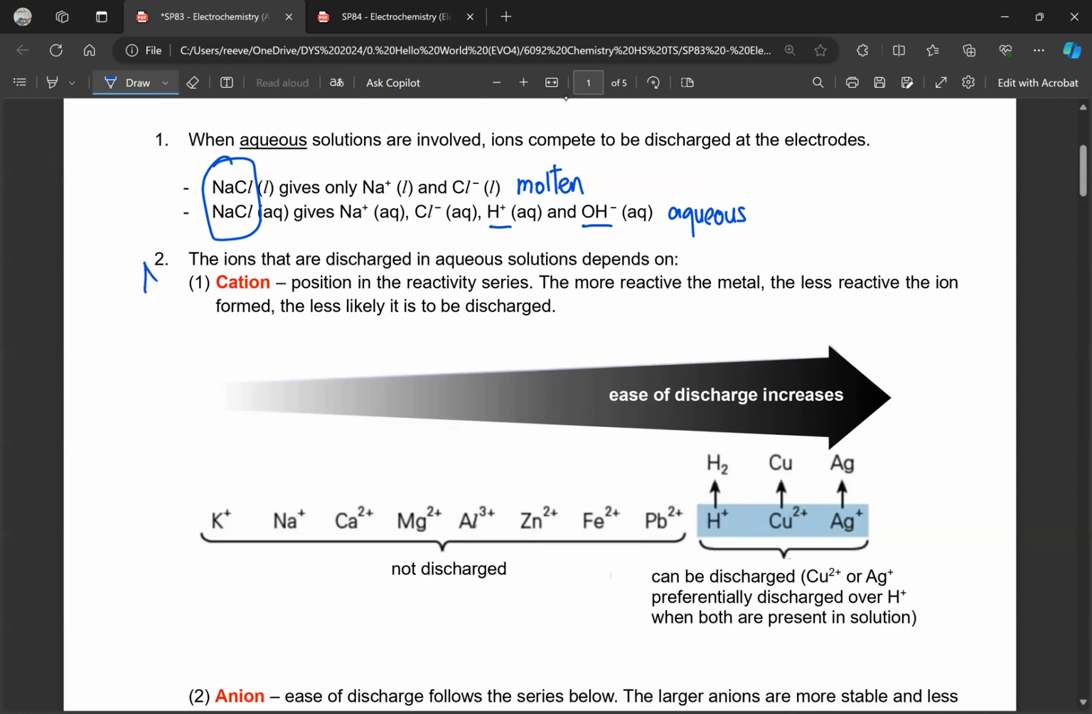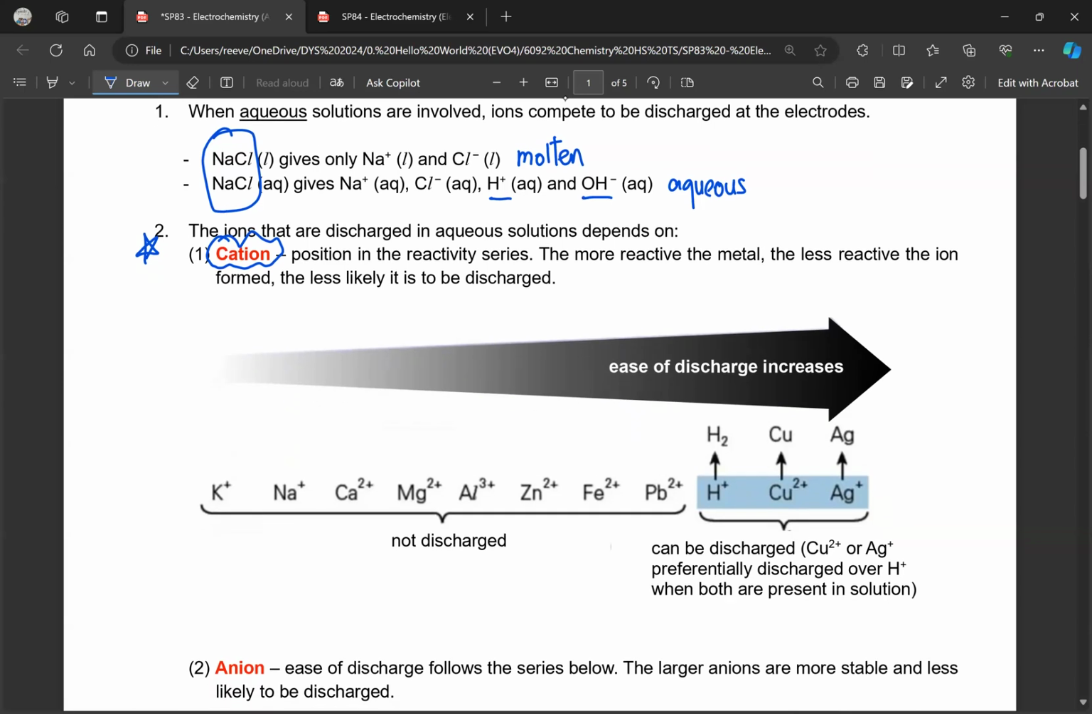Point number 2, we are focusing on cations. Now the tricky part is there are so many ions involved. Previously there's only one cation and one anion, and I definitely know that the cation will go to the cathode and the anion will go to the anode, one each. But if I have an aqueous solution, I have more than one cation and more than one anion. So this is where the problem is. Which one will actually go through the reaction?